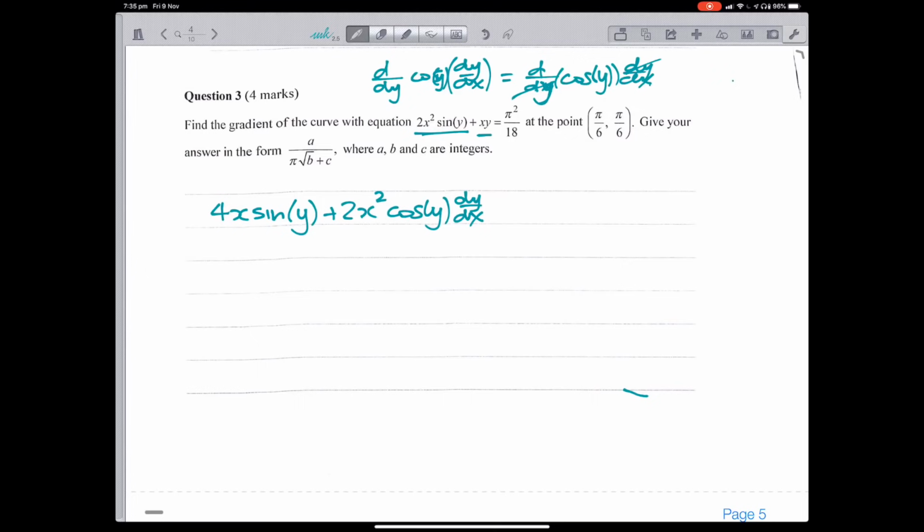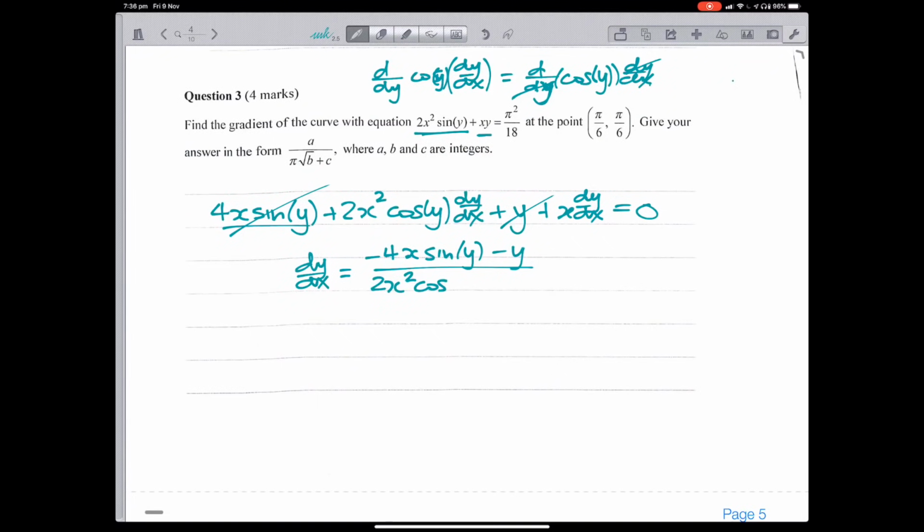Okay, so that's this, plus derive x, we get 1, so I get y, 1y. Derive y, I get 1, so I get plus x dy/dx equals 0. Okay, from here, we can say dy/dx is equal to negative 4x sine y minus y, over 2x squared cos y, and then I've got plus x.